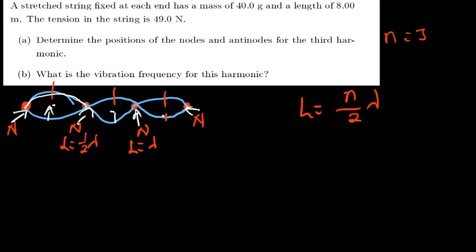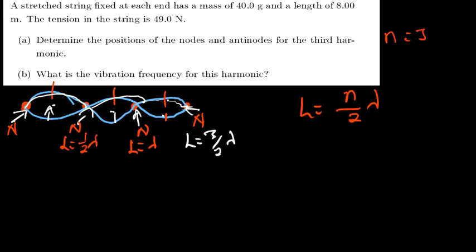Then if I come to this part, n will be equal to 2. That's why it's going to be 2 over 2 times lambda. When I come to this part, it's going to be 3 over 2. So here the length will be equal to 3 over 2 lambda.